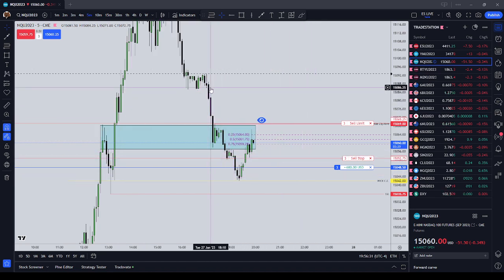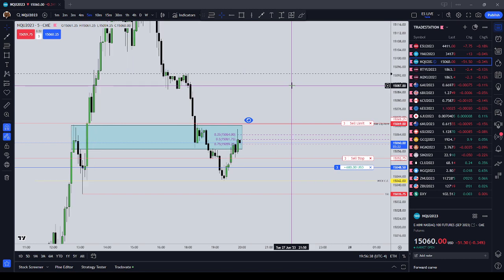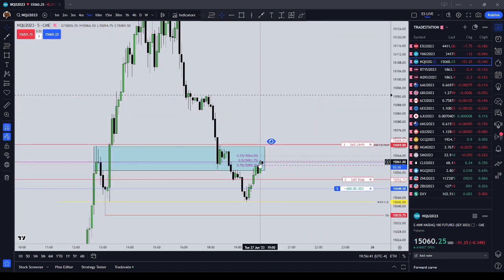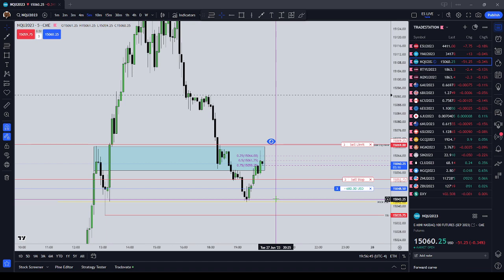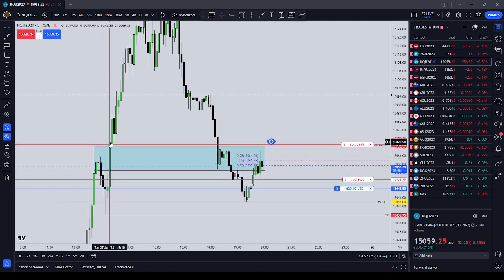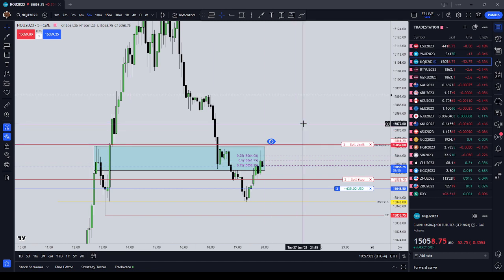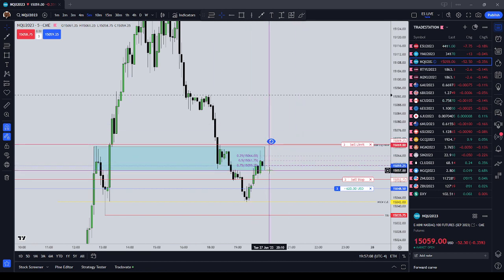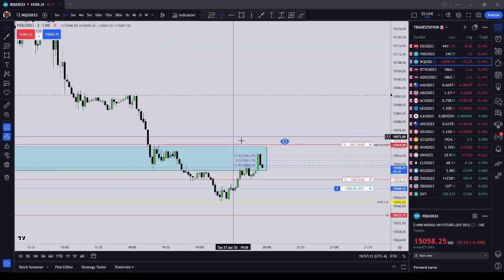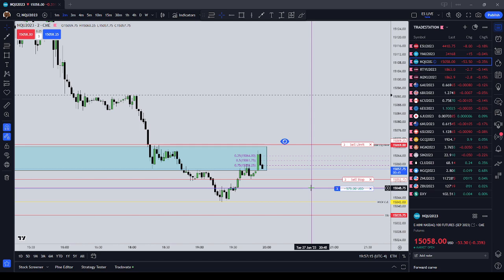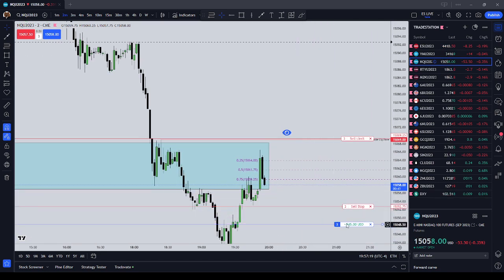We were buy side inefficient up until 15,086. Five-minute chart. There was a little buy side inefficiency there that we reacted off of. We are now rebalancing this buy side imbalance, sell side inefficiency. Not particularly seeing the sell side case here without taking out liquidity. But then again, if we get stopped out at this point, I'm happy with it.